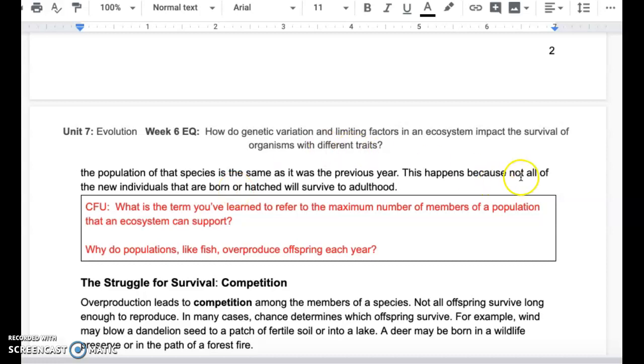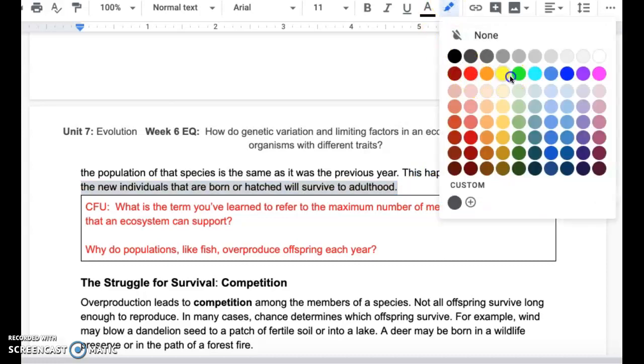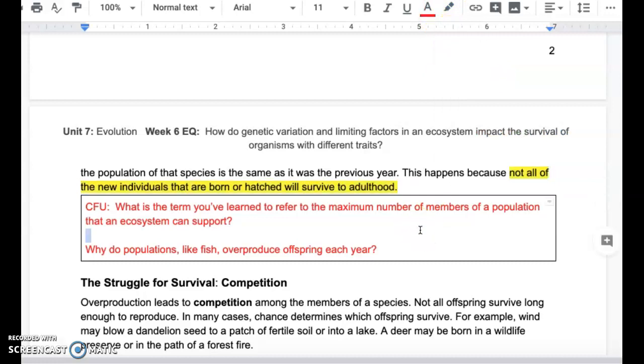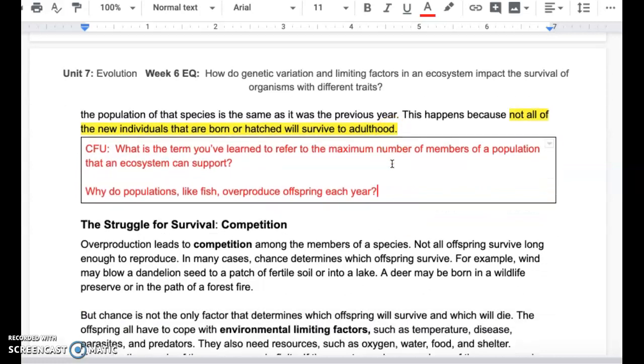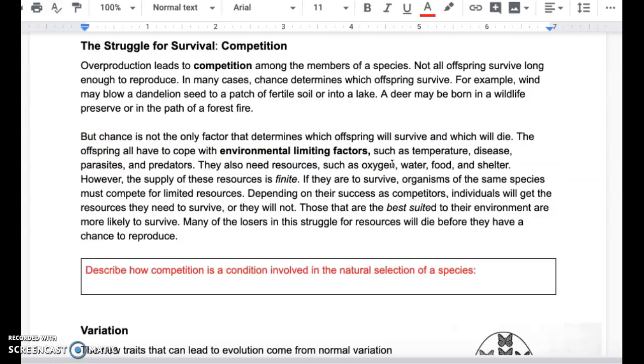This happens because not all of the new individuals that are born or hatched will survive to adulthood. I'm going to highlight that. So now you can pause and explain what the term is that you've learned to refer to the maximum number of individuals of a population that an ecosystem can support. And then, why do populations like fish overproduce each year? Go ahead and pause, and then press play when you're ready to move on.